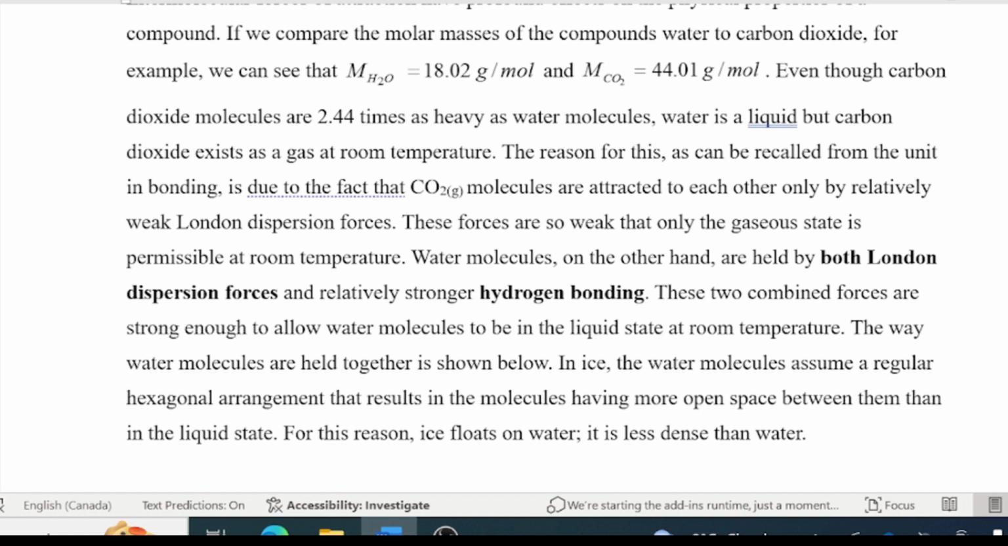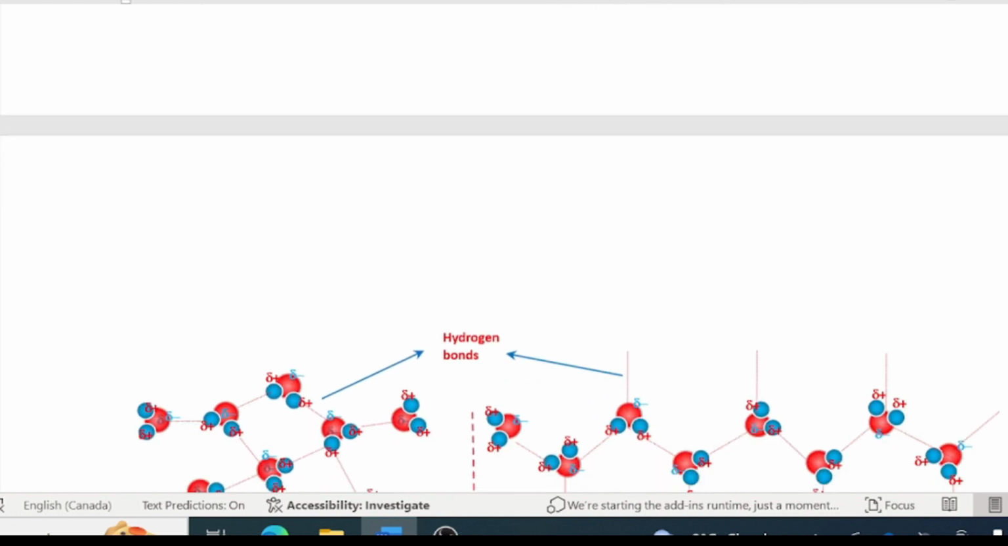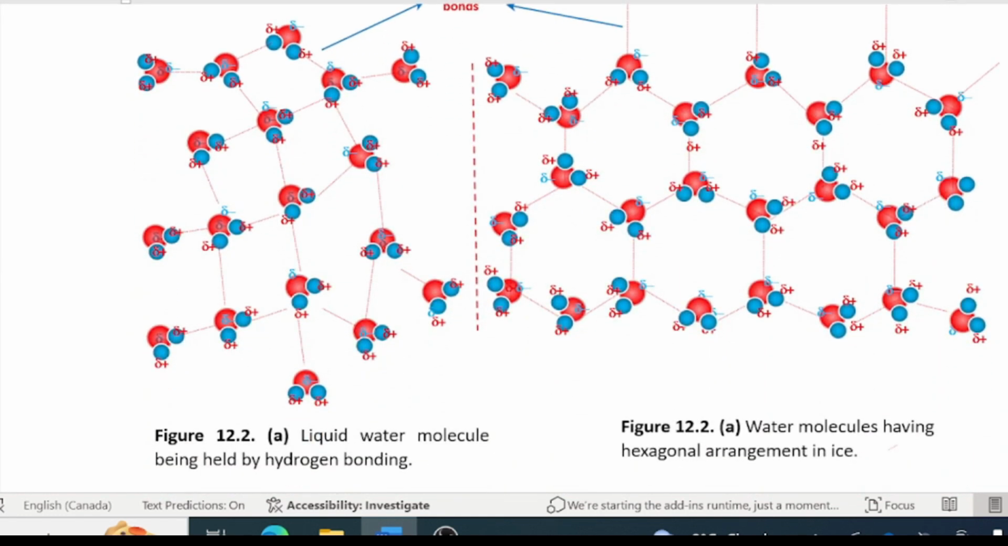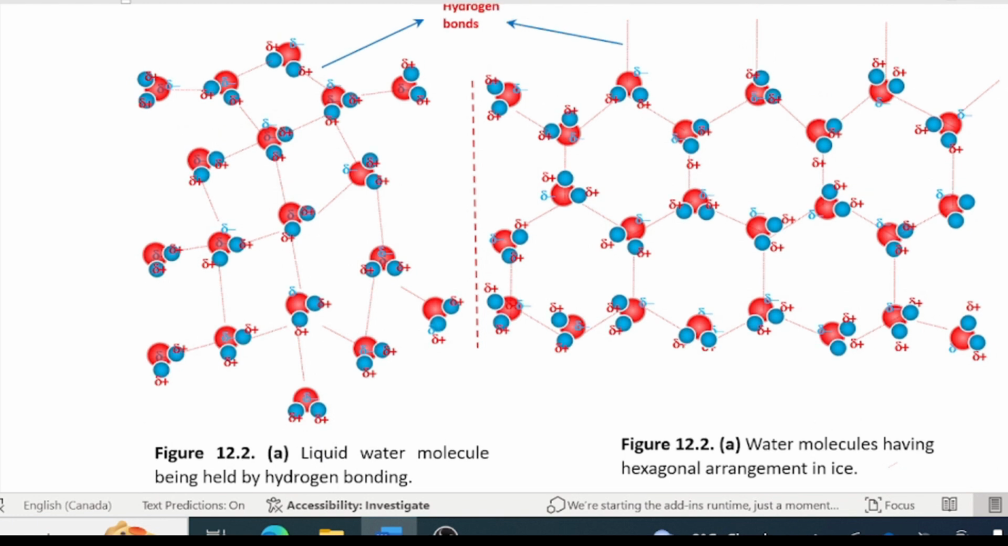So the force of attraction between the molecules is not strong enough to keep them as a liquid, whereas both the molecules being polar are held together by hydrogen bonds as well as London dispersion forces. That is why water is a liquid at room temperature. So here we're showing you now how hydrogen bonding takes place in liquid water and ice.